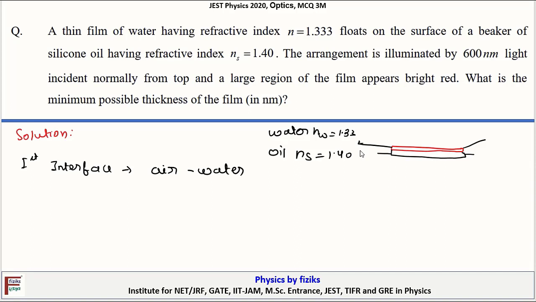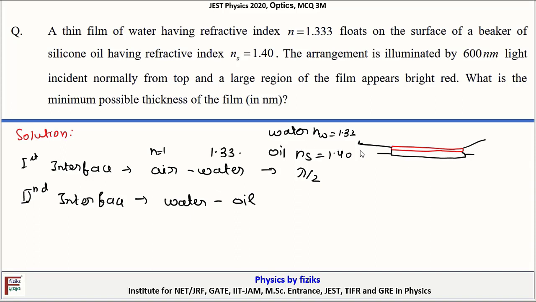Now in this interface light is going from rare to denser medium. This would introduce a phase change of lambda by 2. Now the second interface is water and oil. Because air has refractive index 1 and water is 1.33, and oil is 1.4, light is again traveling from rare to denser medium, and this will again introduce a phase difference of lambda by 2. That means in both the cases an additional phase difference of lambda by 2 is introduced.